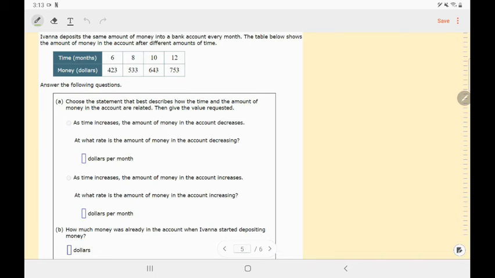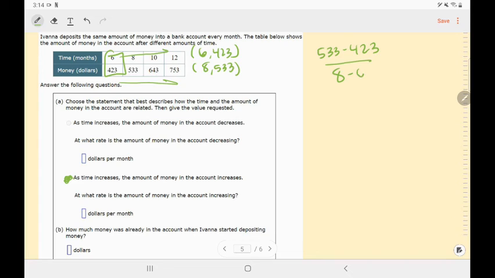Let's see a similar problem. Ivana deposits the same amount of money into a bank account every month. The table shows the amount of money after different certain times. So at 6 months, 423. And at 8 months, 533. Let's calculate the rate of change. Now, as I notice that as the time goes on, this is also increasing. So I'm going to make sure I choose the option as time increases, the amount of money in the account also increases. So 533 minus 423 divided by 8 minus 6.